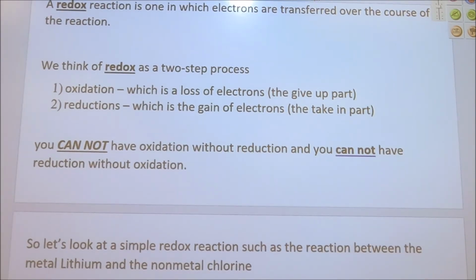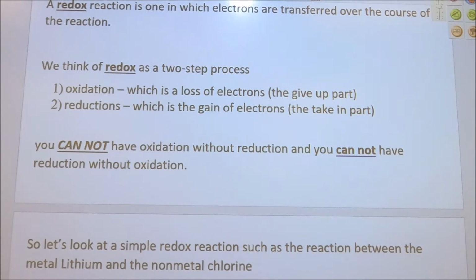So redox, what is it? A redox reaction is one in which electrons are transferred over the course of the reaction. We think of redox as a two-step process. Oxidation, which is the loss of an electron, that's the give-up part, and reduction, which is the gain of electrons, which is the take-in part. You cannot, I repeat, you cannot have oxidation without reduction, and you cannot have reduction without oxidation.